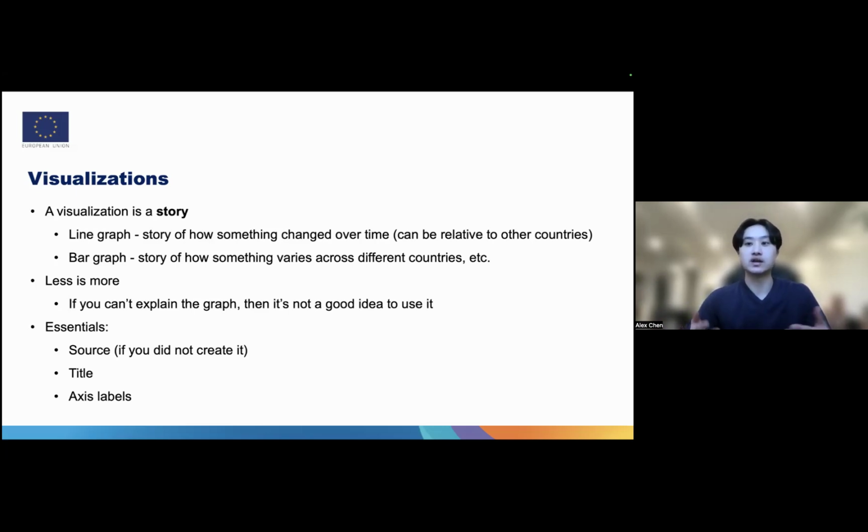And that's not to say, if you can't explain the graph the second you see it, don't use it. But if you're going to use it, you should learn to be able to interpret it, right? And some essentials here: a source. If you didn't create it, put that underneath, right? A title, and axis labels. So what are we looking at on the x-axis and the y-axis?